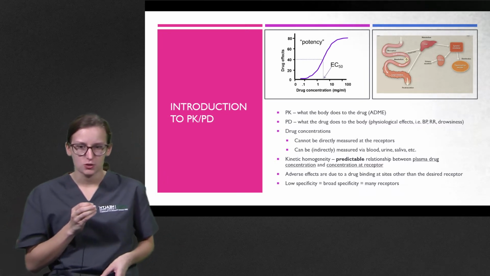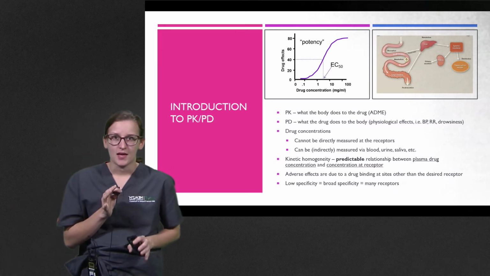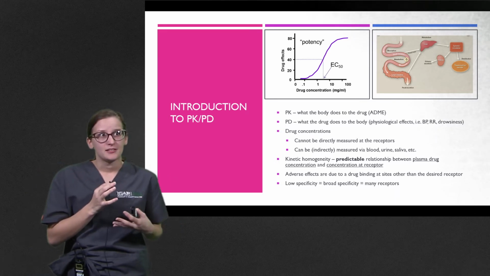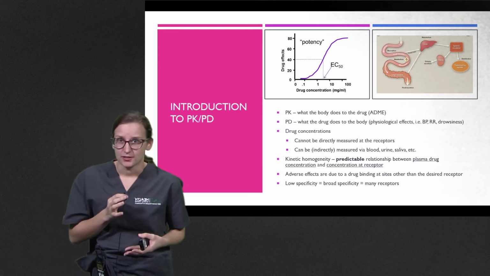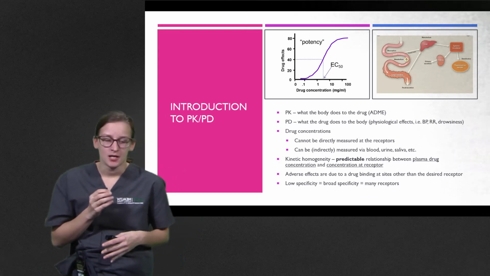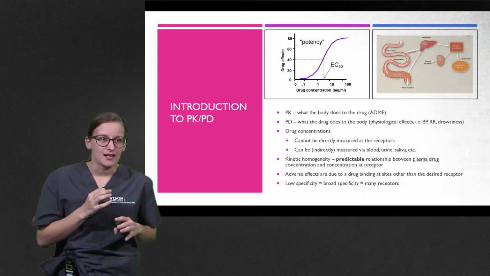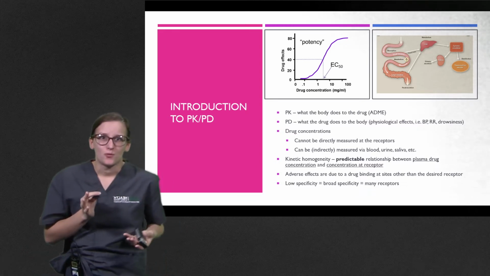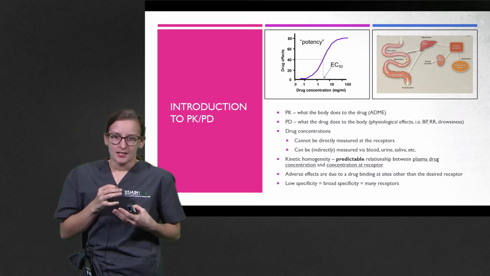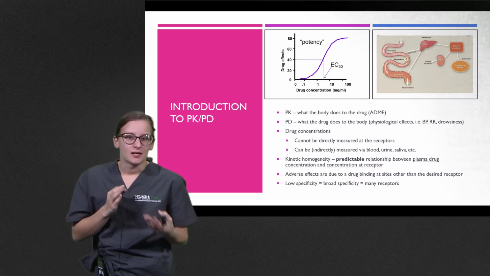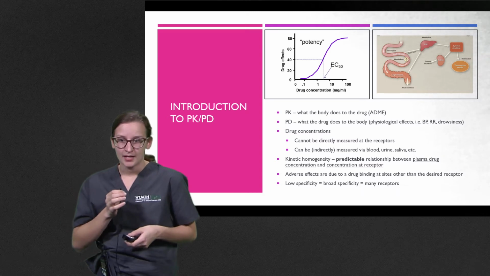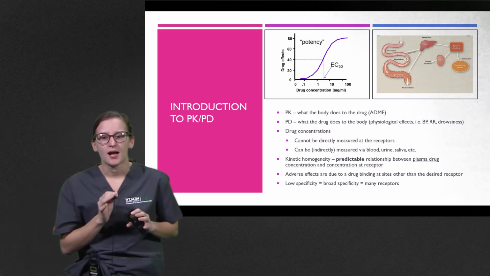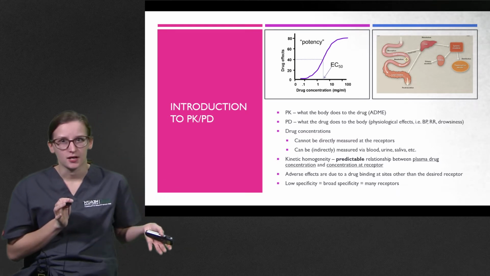Now, adverse effects are due to drug binding at sites that aren't the receptor you want. The perfect example for me is Benadryl. It works at histamine receptors, but it could also antagonize muscarinic receptors or other receptors in your brain that cause sedation, and we don't want that. We just want it to help treat allergies, right? So unintended side effects could be sedation. And the less specific a drug is, the more receptors it'll attach to and cause adverse effects.